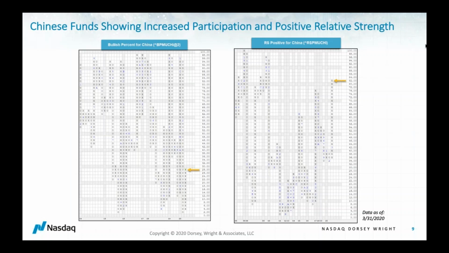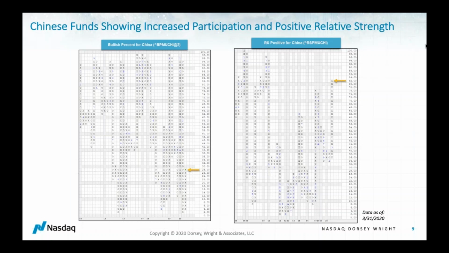Another pretty powerful picture that we have is an indicator, the RS positive for China. What this is looking at is comparing each of those Chinese equity funds against a broad U.S. representative on an individual relative strength chart, such as the one we're looking at for the broader U.S. stock market against bonds.